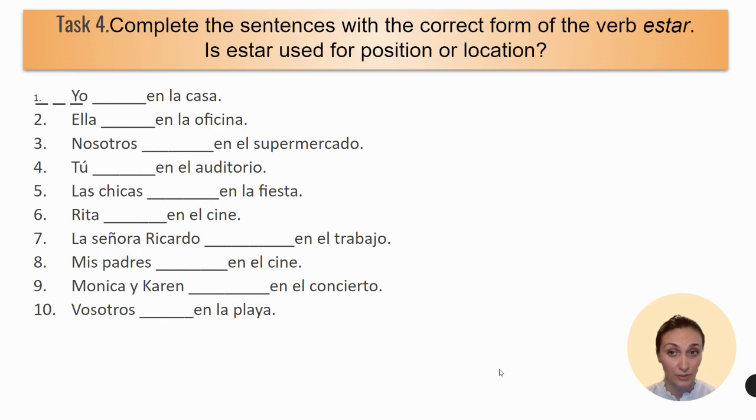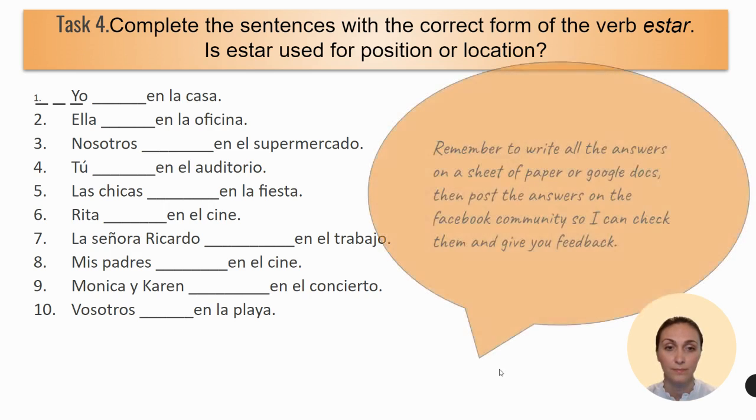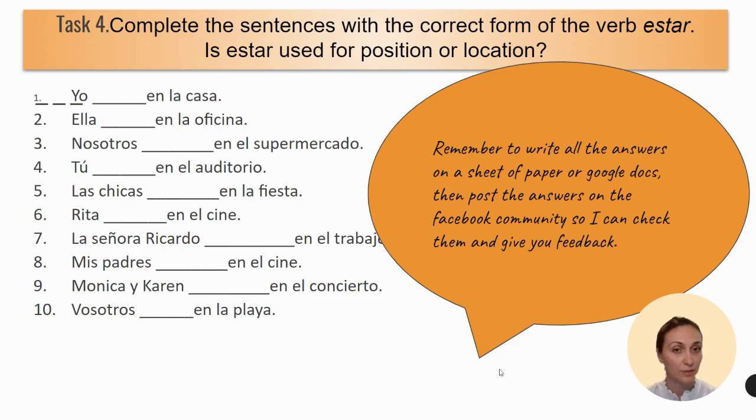After you finish with the exercise, remember to write all the answers on a sheet of paper or on a Google Docs document or on a Word document, whatever you feel more comfortable with, and then post the answers on the Facebook community so I can check them and give you feedback. Don't forget to answer the question, is estar used for position or location? You will not receive the answers now, you will receive them via the Facebook community, okay?